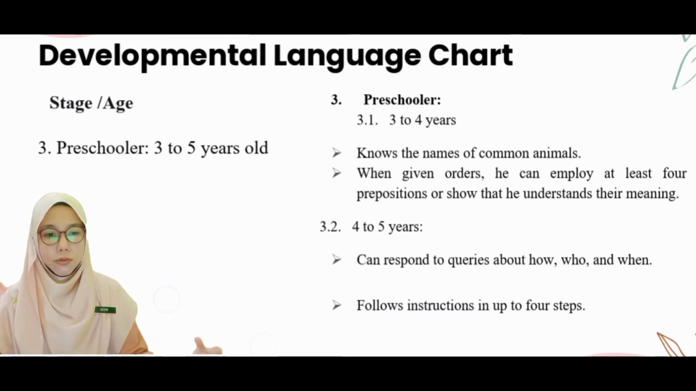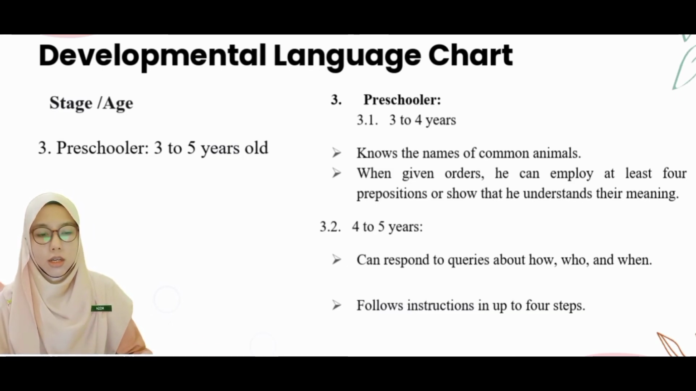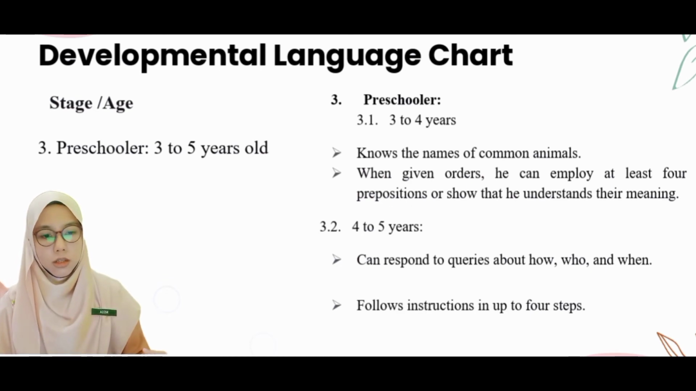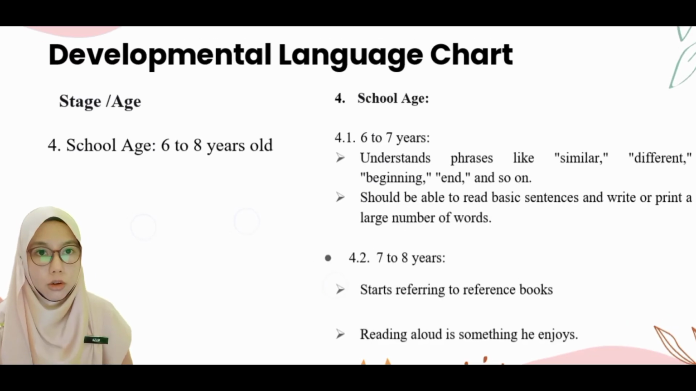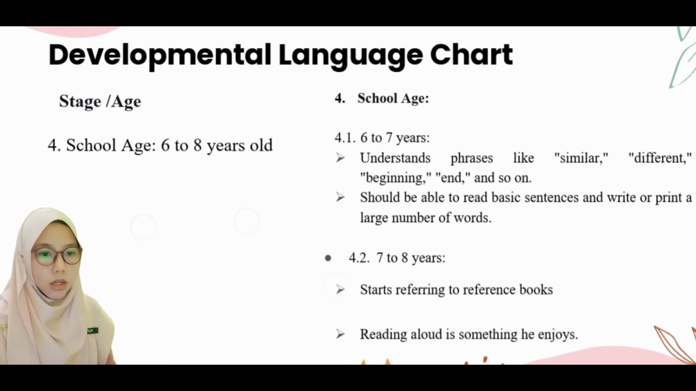Okay, 4 to 5 years, children can respond to queries about how, who, and when, and follow instructions in up to 4 steps. Okay, the last stage is school age, 6 to 7 years.